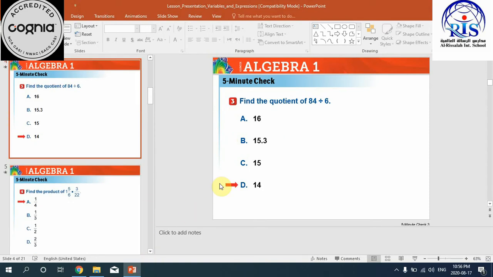Another example. 84 divided by 6. This is very simple. It's division only. The answer is 14.